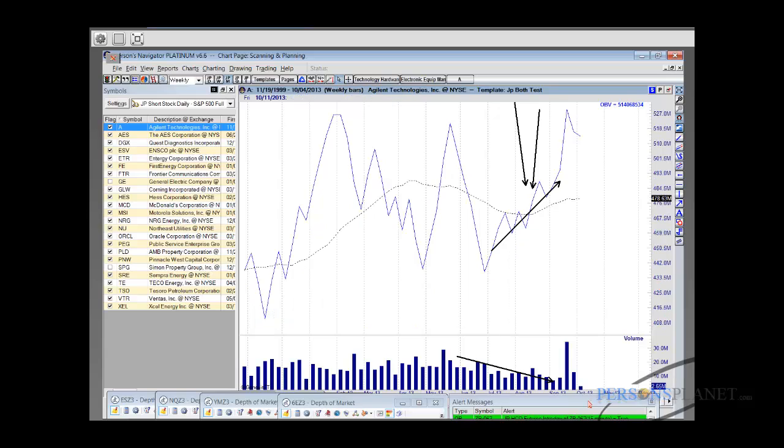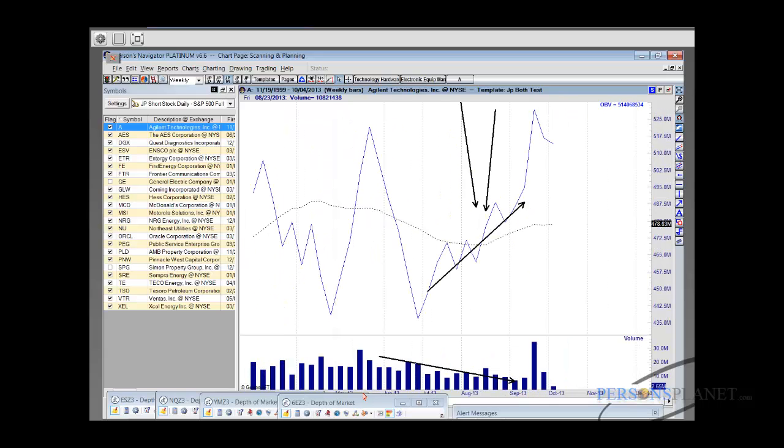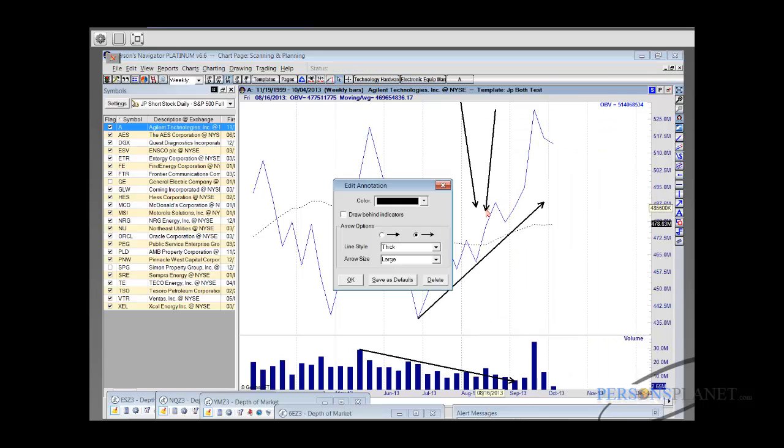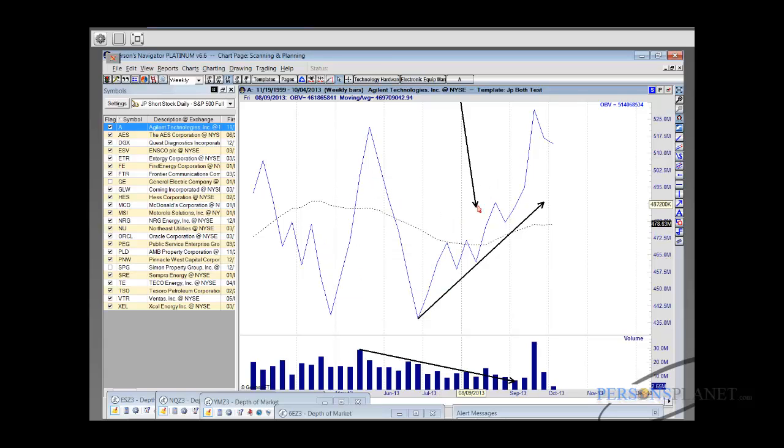Okay, so if we compare an apple to an apple, we have a weekly bar here. These are weekly charts. Would it be safe to assume that from this point in time, let's compare an apple to an apple. And I think you know where I'm going with this, right?